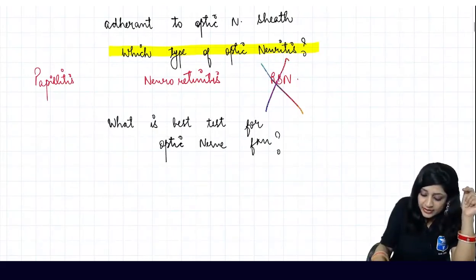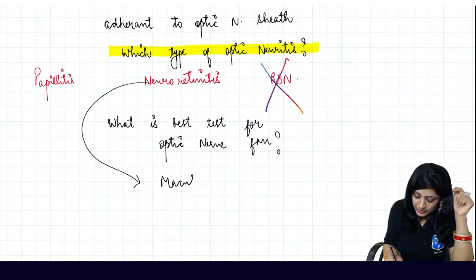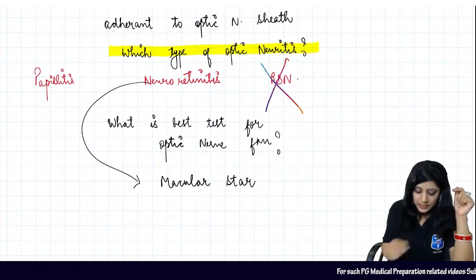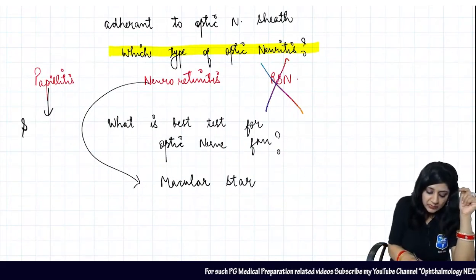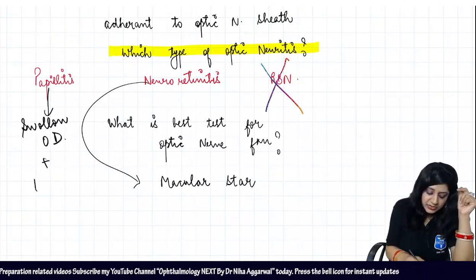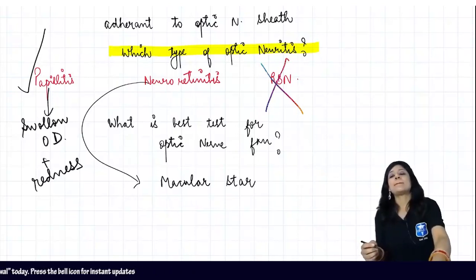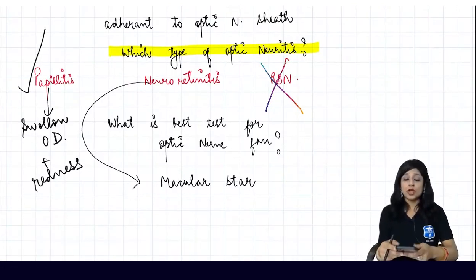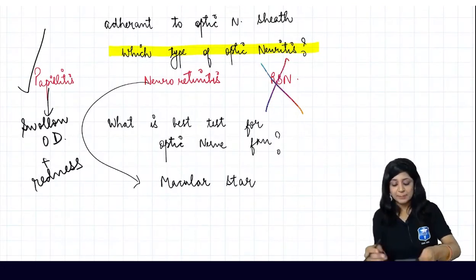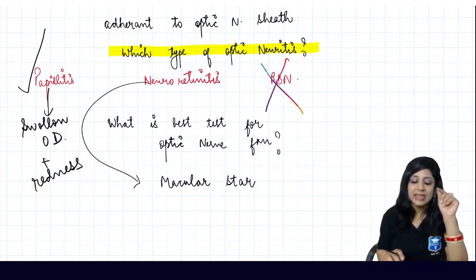In neuroretinitis, you will typically have the macular star formation. And in papillitis, we will have the swollen optic disc, plus redness. So therefore, it is a case of papillitis. Very correct. Though it's more common in children, this is a case of papillitis. Very good, each one of you is correct.